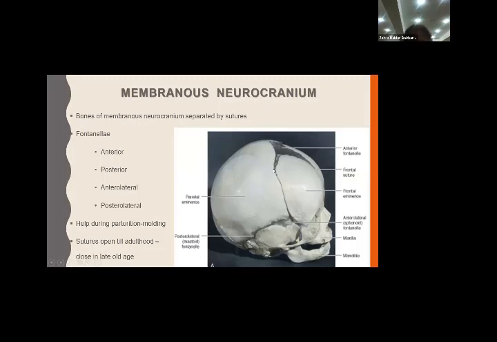These gaps that are left between the bones of the vault of the skull are called fontanelles. So you have an anterior fontanelle, a posterior fontanelle over here, an anterolateral fontanelle, and a posterolateral fontanelle. Okay. Now where are these located?